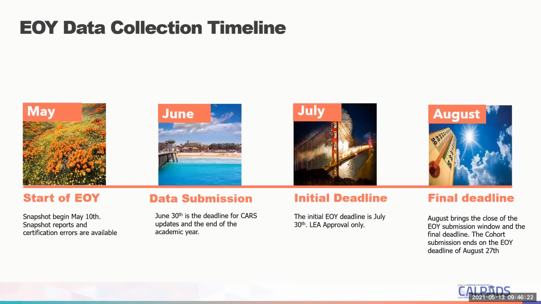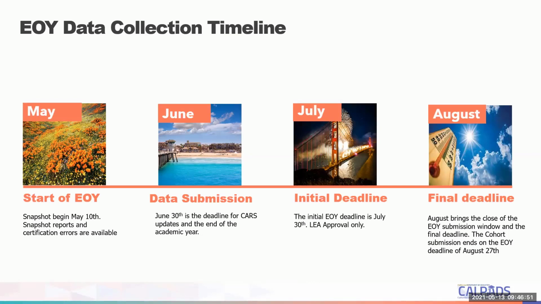And then we would be remiss if we didn't talk about the collection timeline. And this is kind of rudimentary, but it's something we want to make sure to cover, right? Snapshots began processing this week. So this is the first week that you can see your reports, you can look at your certification errors. The data submission will continue on through June, right? June 30th is the end of the academic year.